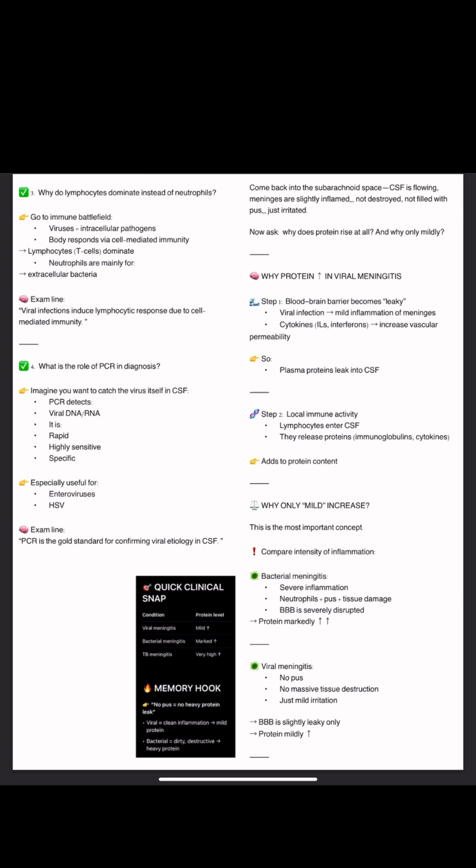And we have to see why the protein is increased in viral meningitis. The blood-brain barrier becomes leaky. Normally, the blood-brain barrier is very tight in the brain's blood vessels, but now it has become leaky, and plasma proteins can leak into the CSF. So there is an increase in protein. But in bacterial meningitis, the protein is markedly increased because the blood-brain barrier is severely disrupted. There is severe inflammation, neutrophils, pus, and tissue damage. But in viral meningitis, there is just a mildly leaky BBB, so a mild increase in plasma proteins.